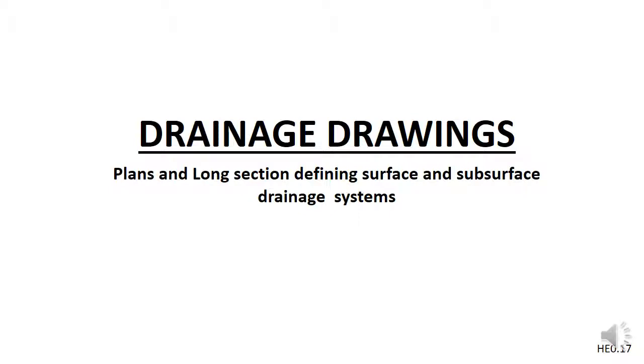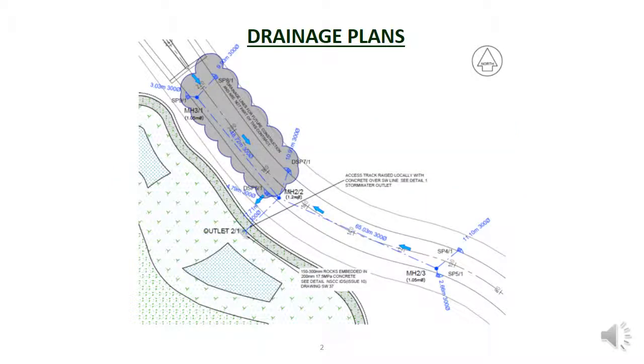In this video, we will look at how the drainage system is defined. The drainage of a road also needs to be defined, and we do this using plans, long sections, and cross sections as well. This extract from drawing DR300 shows a plan of the drainage system from Drainage 80 on.